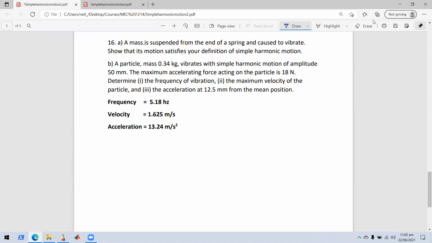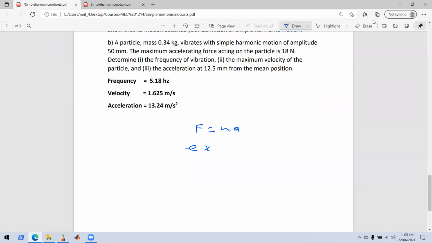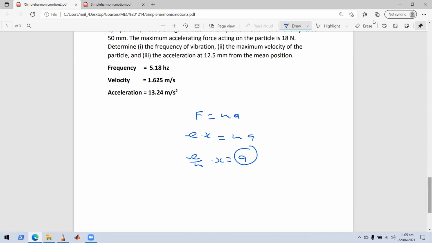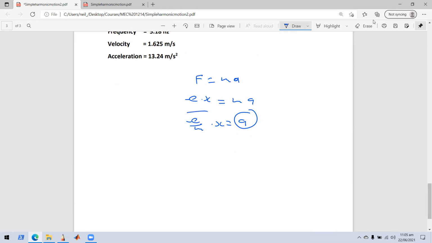We know that is just F is equal to ma, right? We're just modeling the system. We break it down: minus ex, with a minus sign because of how all the forces resolve out. Then we carry over ma, and we get minus e over m times x is equal to a. Now, here we can just pretend that this is some constant k. So k times x is equal to a.